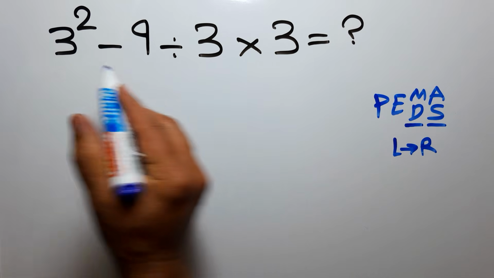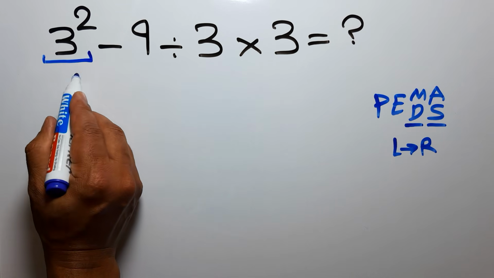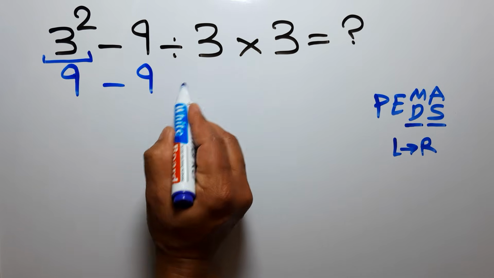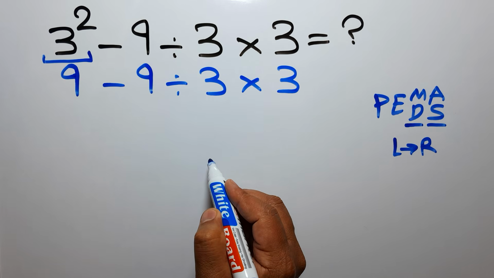So first we have to do this exponent. 3 squared gives us 9. So we have 9 minus 9 divided by 3, then times 3.